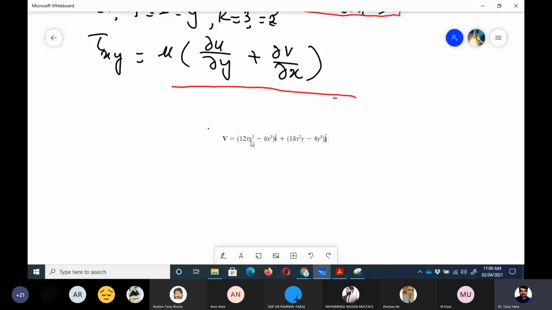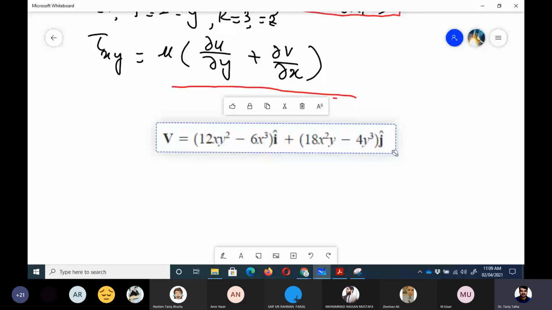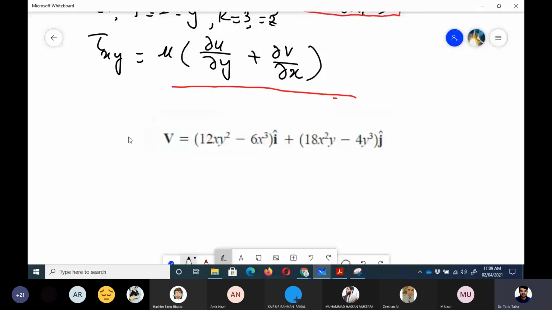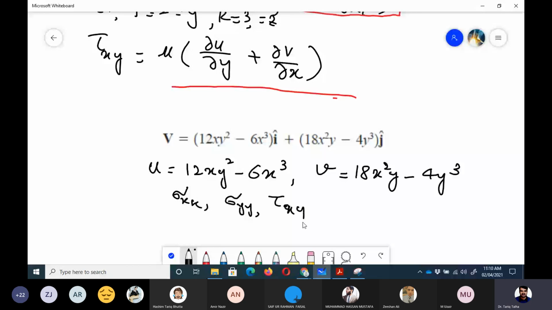Okay, so this is the velocity vector. From here, we can get the u velocity component and the v velocity component very easily. The u velocity component is 12xy square minus 6x cube, and the v velocity component, which is the velocity in the y direction, we can write as 18x square y minus 4y cube. Now we need to find sigma xx, sigma yy, and tau xy. Tau yx or tau xy would be the same thing for two-dimensional flow.